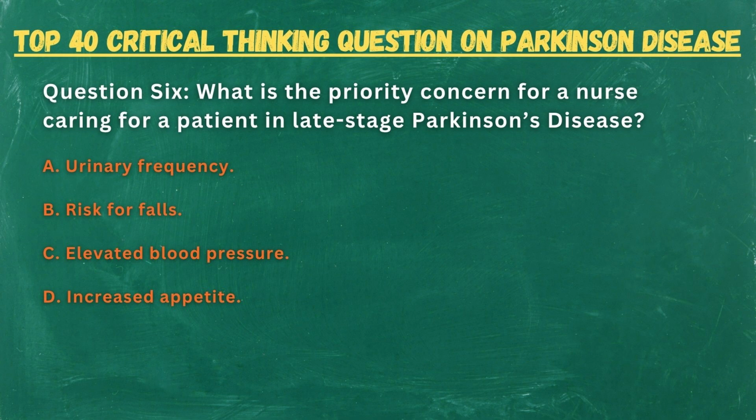Question 6. What is the priority concern for a nurse caring for a patient in late-stage Parkinson's disease? A. Urinary frequency. B. Risk for falls. C. Elevated blood pressure. D. Increased appetite. Answer: B. Risk for falls.